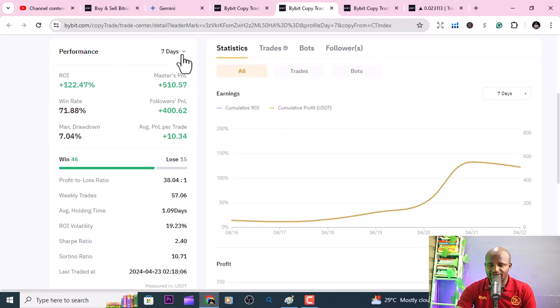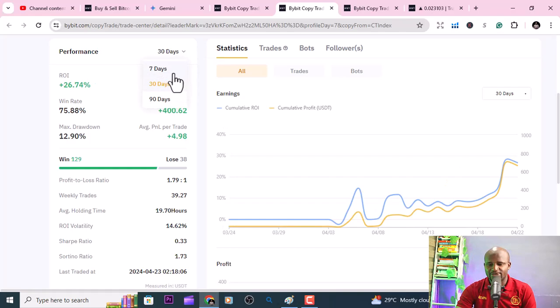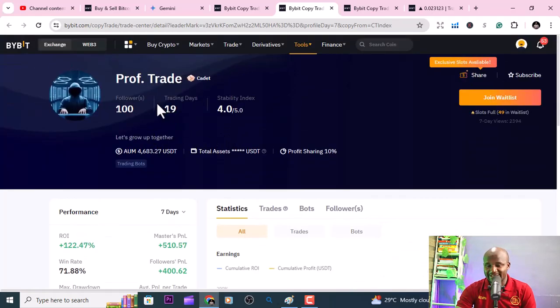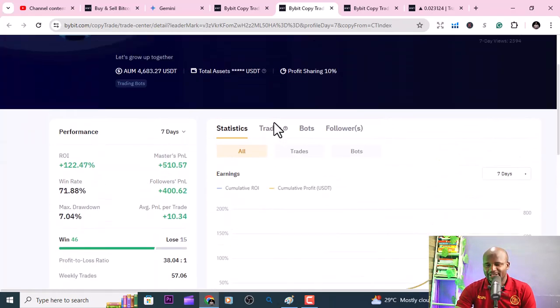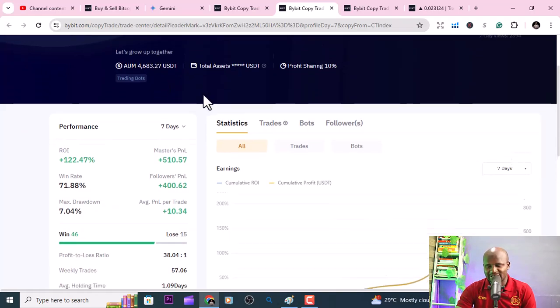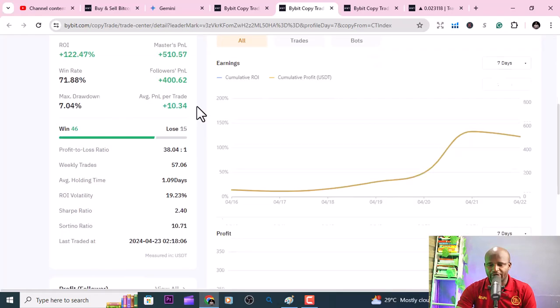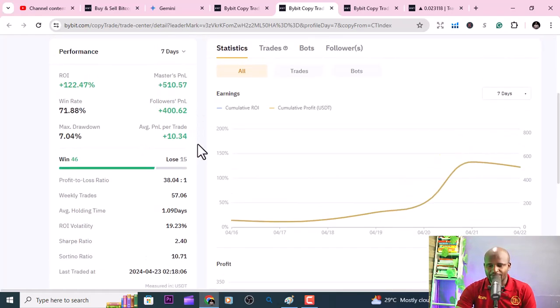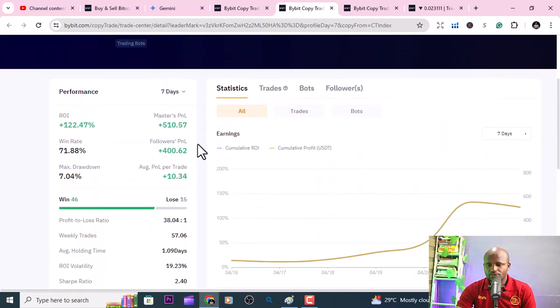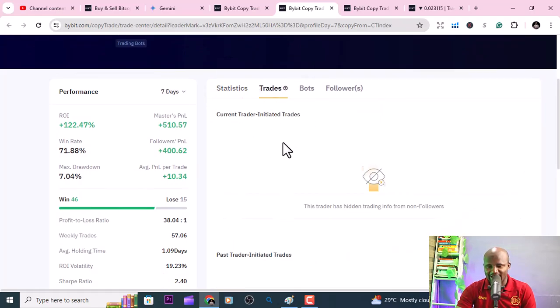So 122.147%, 7 days. You can also check 30 days. But then let's check 7 days because this person just did like 19 trading days. And assets under management, 4,683. So these are all important things you need to look at when you are trading. So average P&L 10.34. And this person has hidden his trades.